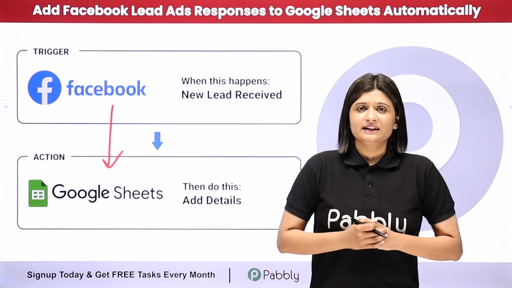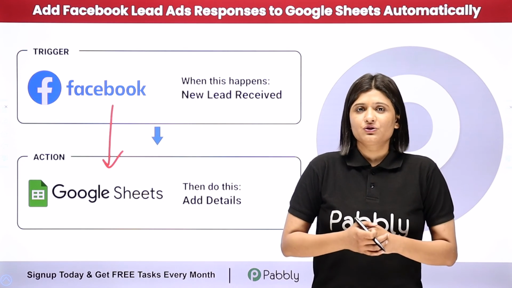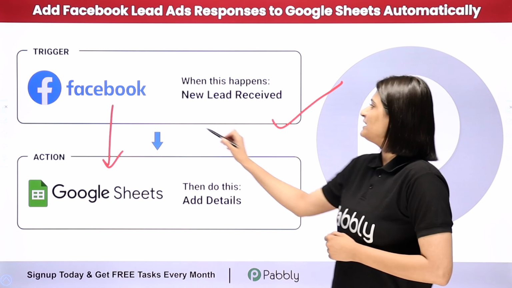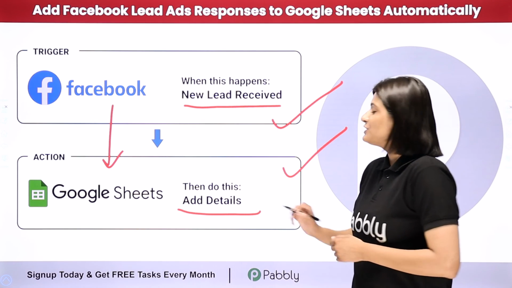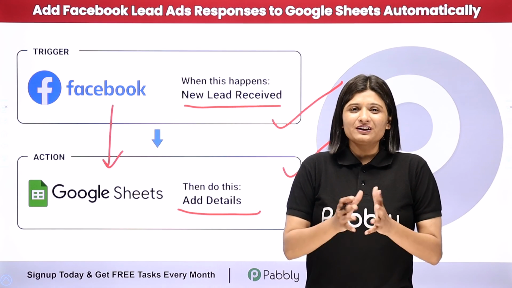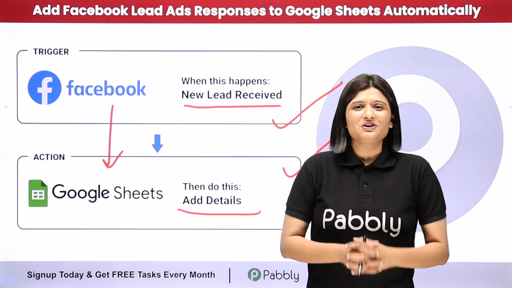With the help of Pabbly Connect, I'm going to build this connection in such a way that whenever I receive a new lead in Facebook lead ads, automatically these details will be added to my Google Sheets spreadsheet. Now, if you want to learn the step-by-step process, then let me take you all to my screen.